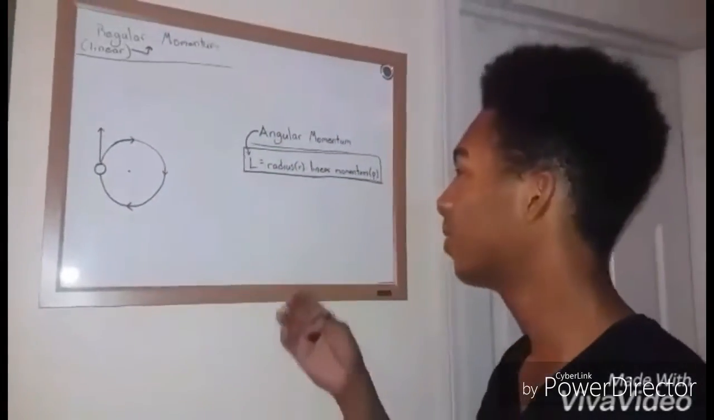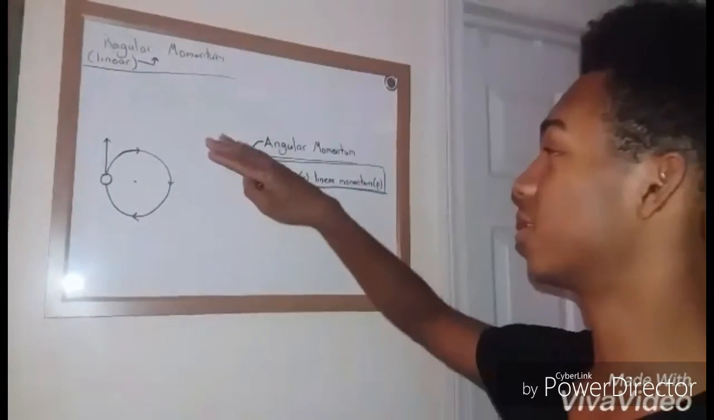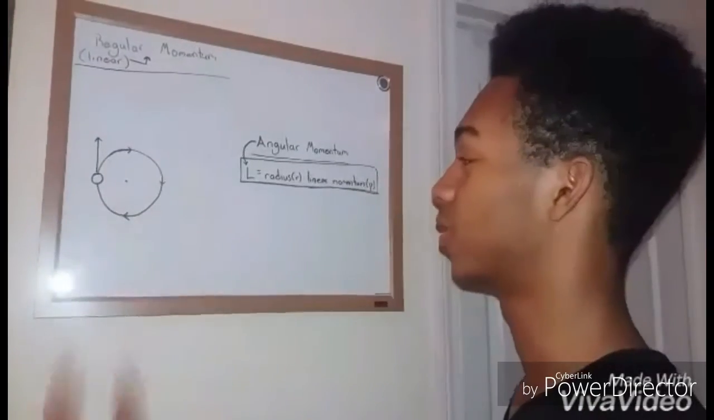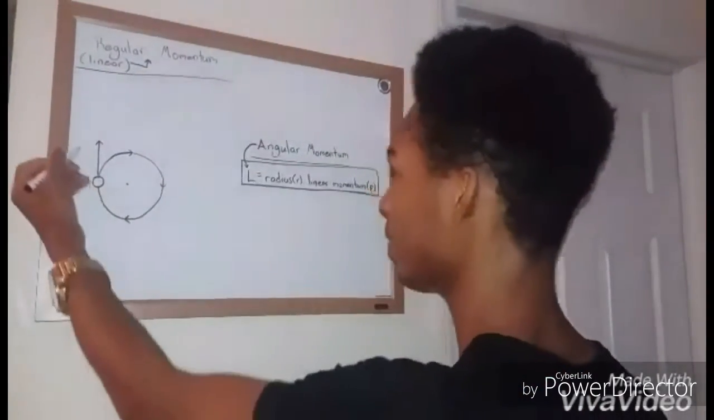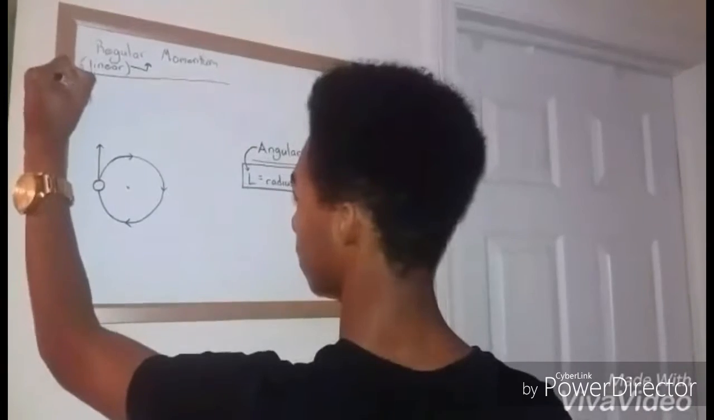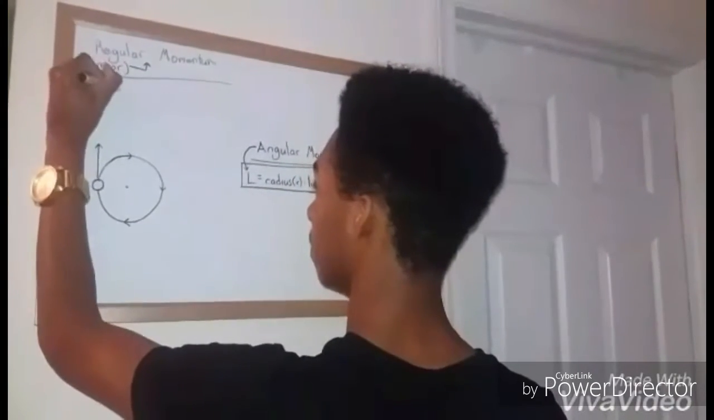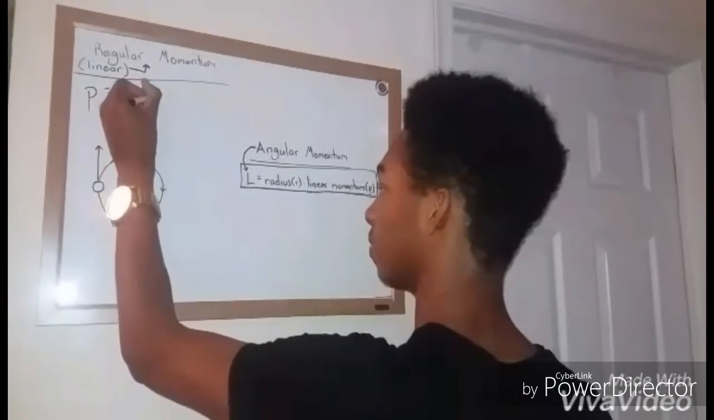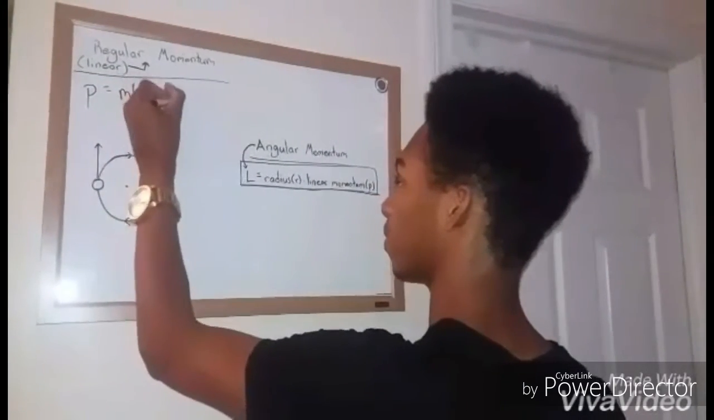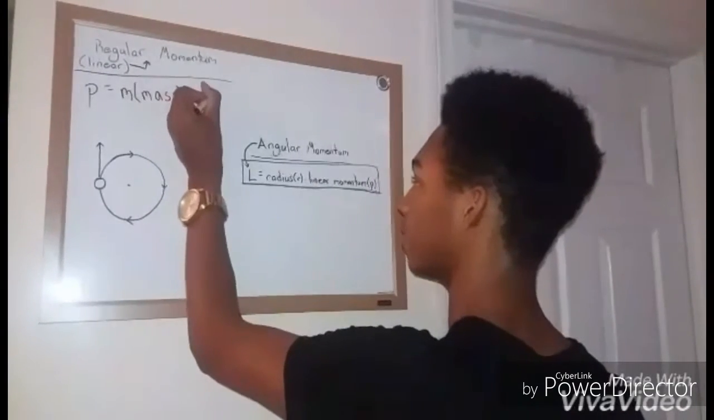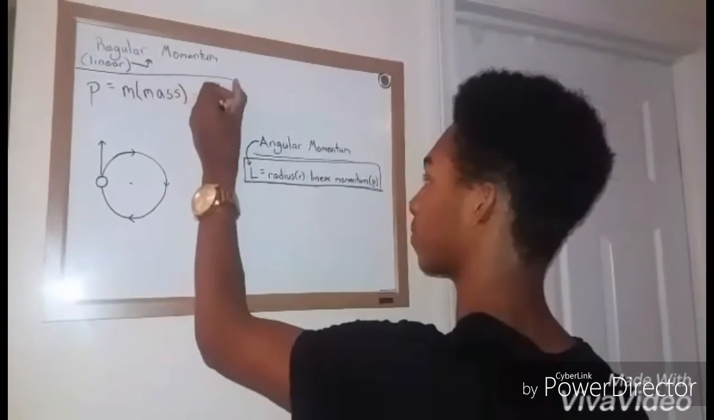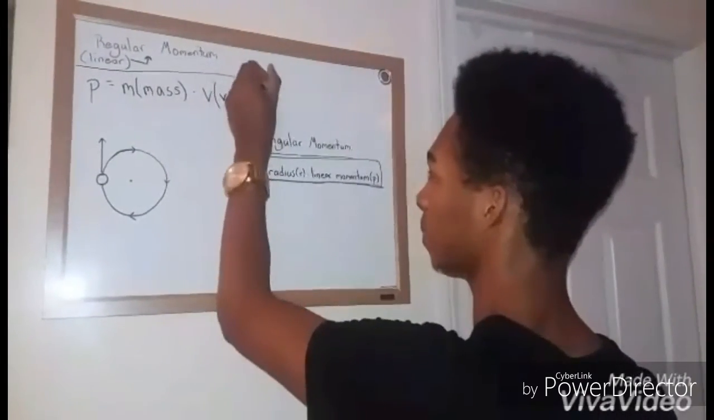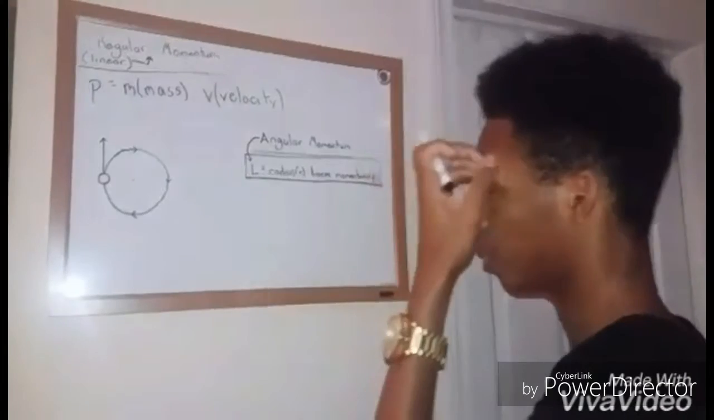All right, so first, to understand angular momentum, you will need to understand regular linear momentum, which is when things move in a straight line. So, linear momentum is defined as P equals mass, the m for mass, I'll write that, times the velocity. All right, so this is linear momentum.